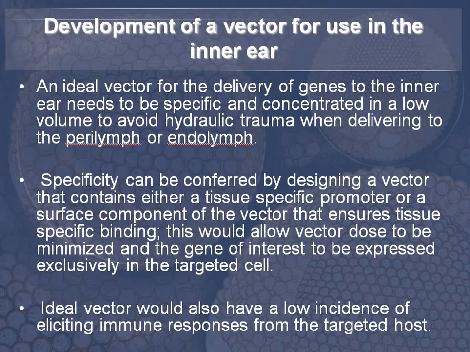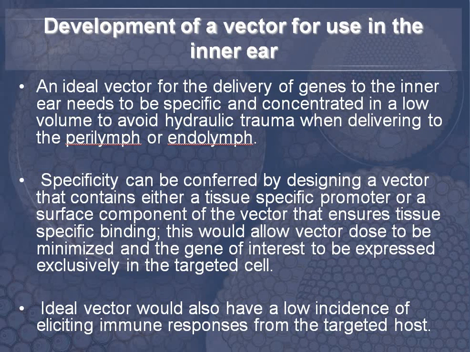Now, the development of the vector for use in the inner ear. An ideal vector for the delivery of genes to the inner ear needs to be specific and concentrated in a low volume to avoid hydraulic trauma when delivering to the perilymph or the endolymph. So the dose should be very precise, as it may lead to hydraulic trauma in the inner ear.